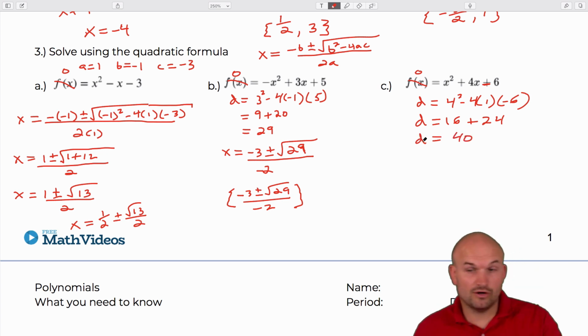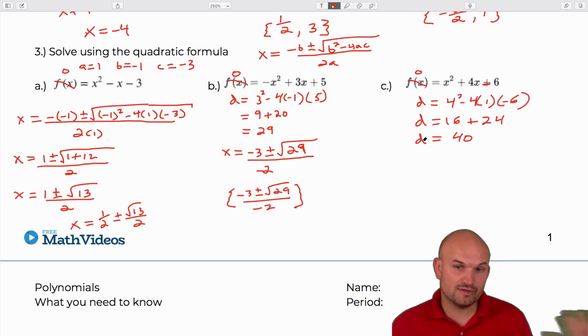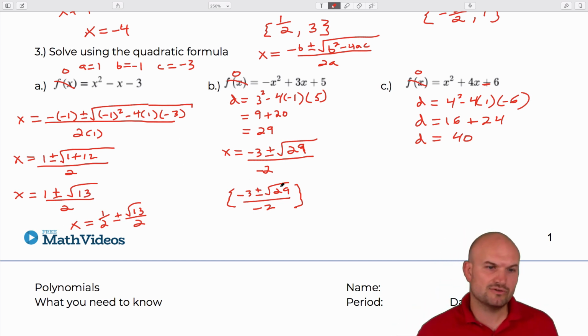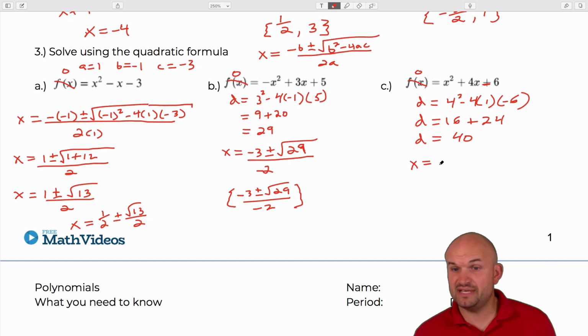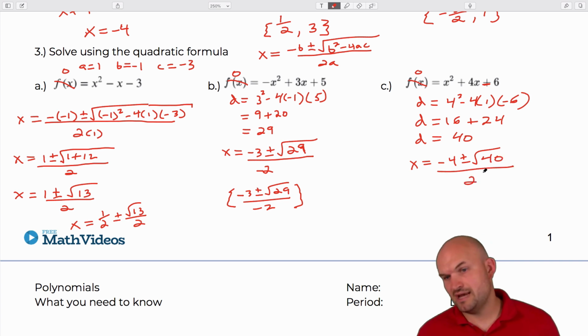So now we know that that is not a square number, but it is something we're going to need to simplify, whereas these two solutions, I couldn't simplify that. So let's go ahead and we'll have x is equal to opposite of b, which is negative 4, plus or minus the square root of 40 divided by 2 times a, which is 1.